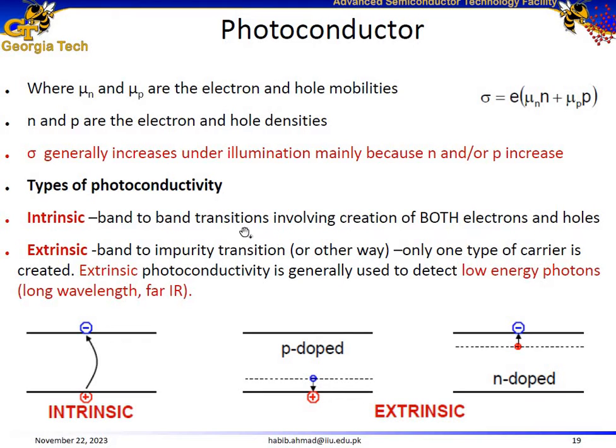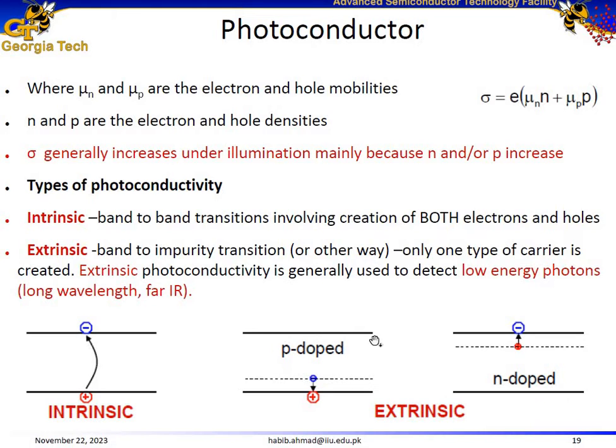Now there are different types of photoconductors. There could be intrinsic photoconductors and there could be extrinsic photoconductors. Intrinsic means undoped photoconductors in which the incident light results in the generation of electron-hole pairs, where the transition occurs from the valence band to the conduction band. But the condition is that the energy of the incoming photons should be greater than the band gap of this semiconductor. We could also have extrinsic photoconductors where it could be p-type doped or it could be n-type doped.